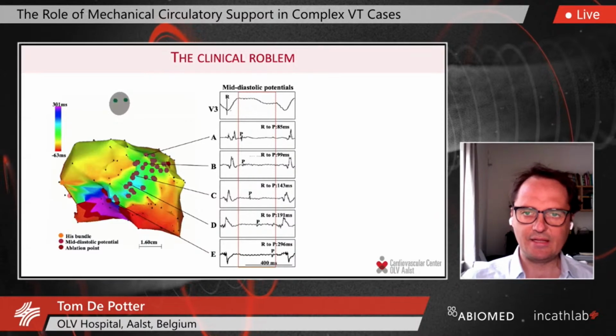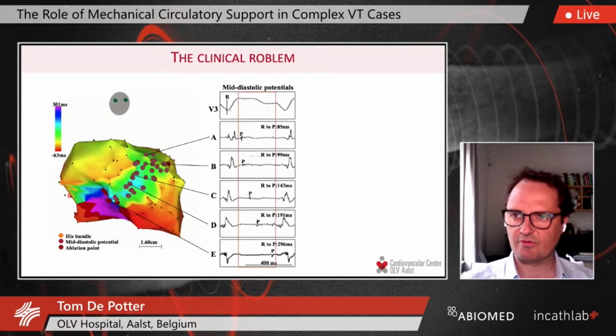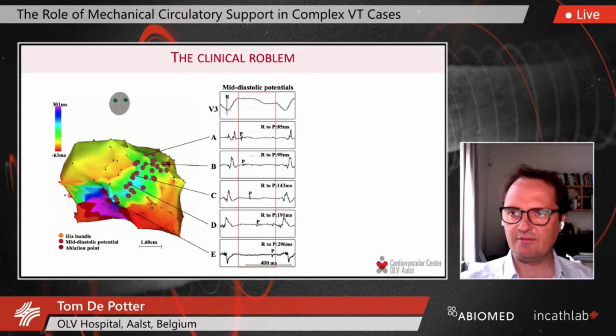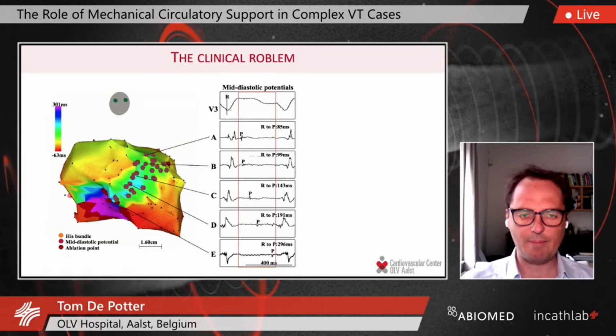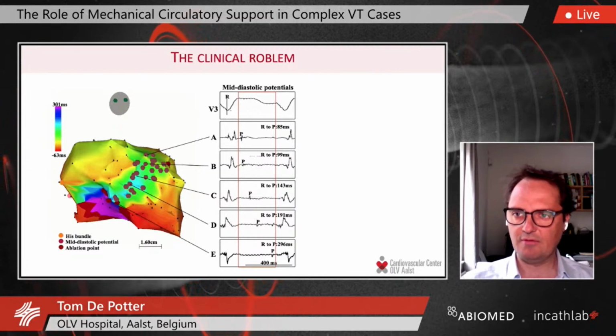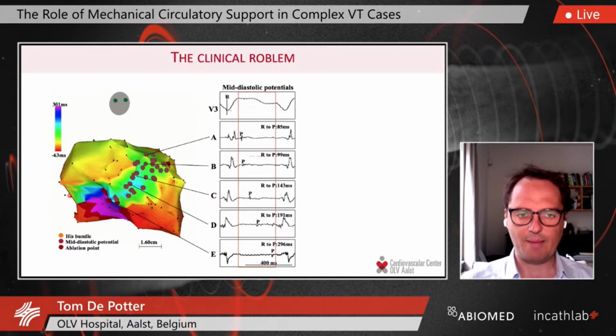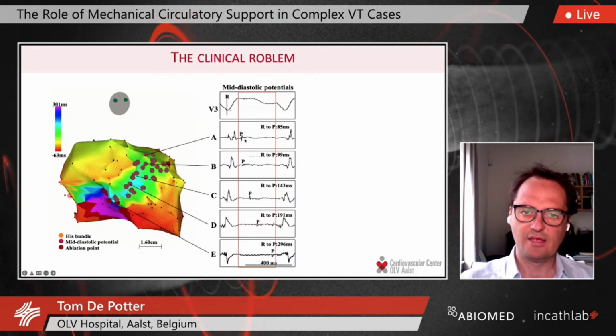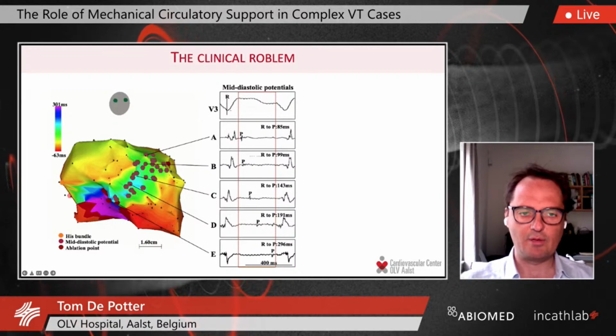And the clinical problem we're trying to face, of course, is that we would like in VT to map and ablate arrhythmias as we do with other reentrant phenomena, which means we would like to be able to study the ongoing arrhythmia and to map and ablate the ongoing arrhythmia, as you see in this example, where you see a nice evolution of diastolic potentials in the whole VT cycle, allowing the operator to identify the critical isthmus.